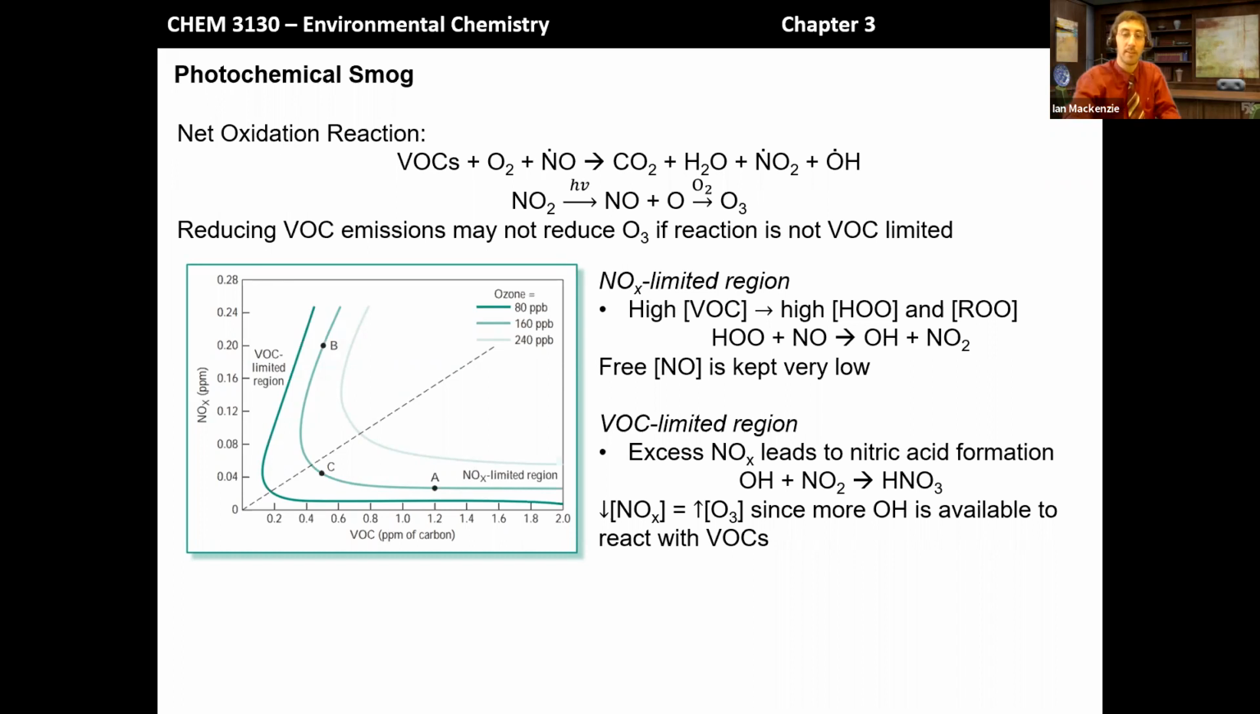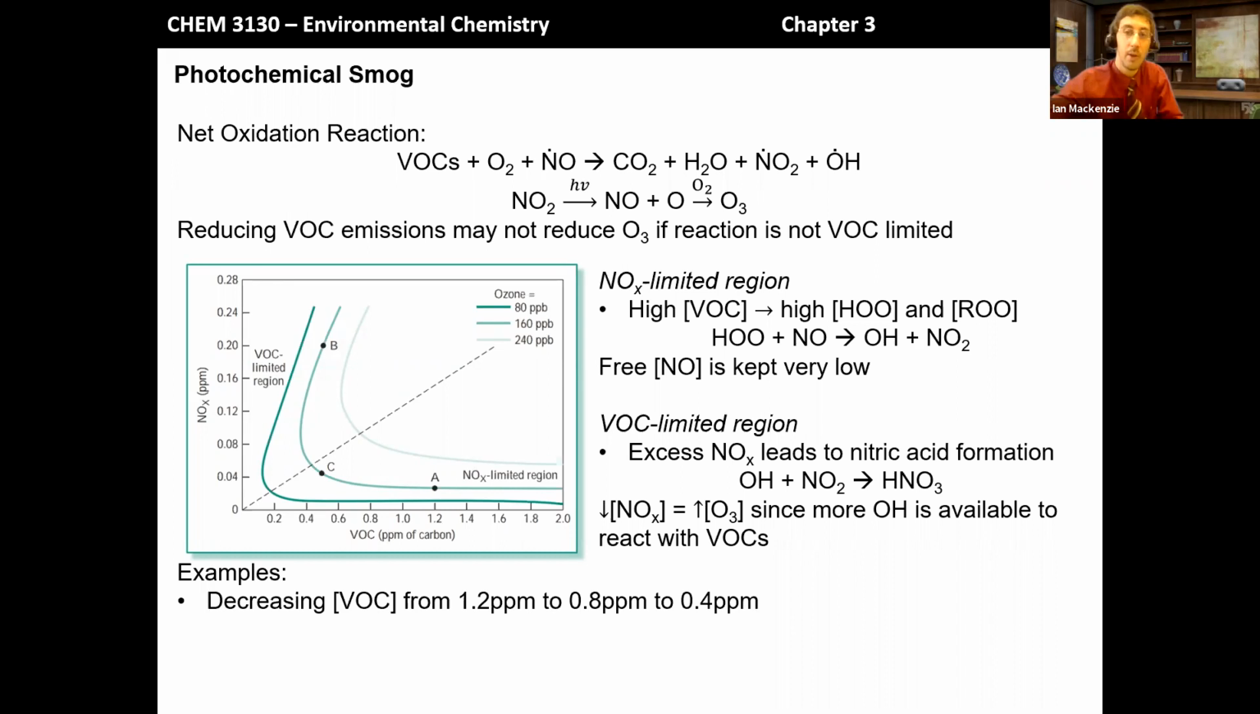So let's do this in a couple examples here on this curve. First example is, let's just say that we're on this curve here where point A is, and we're in the NOx limited region, and so on that curve here, the ozone concentration is 160 parts per billion. And let's just look at what happens when we go from 1.2 parts per million to 0.8 parts per million.